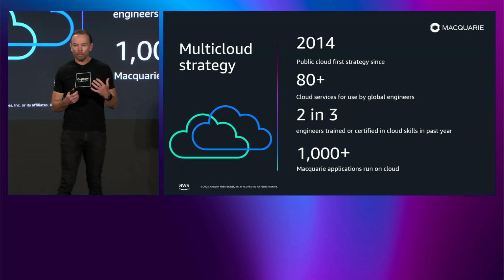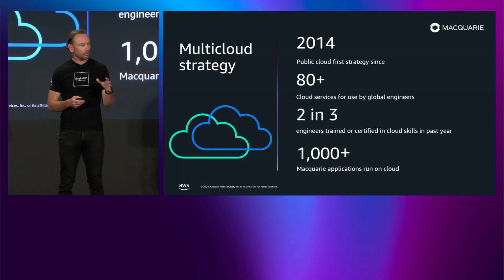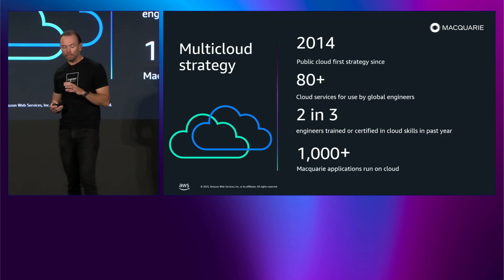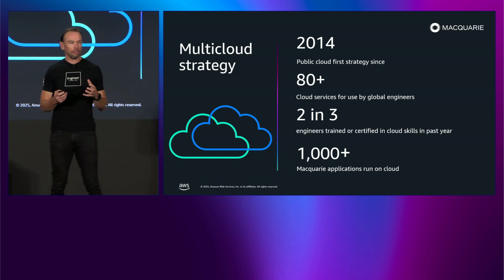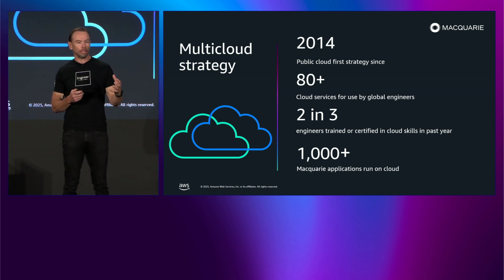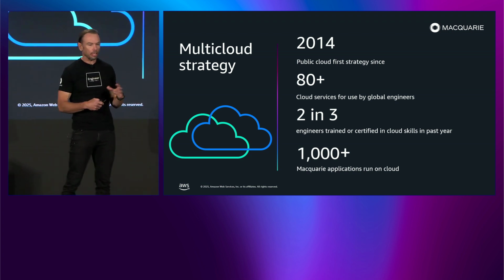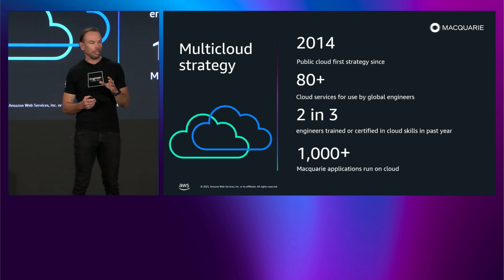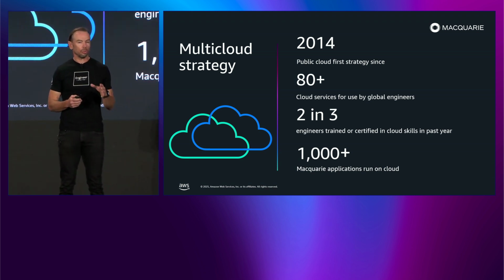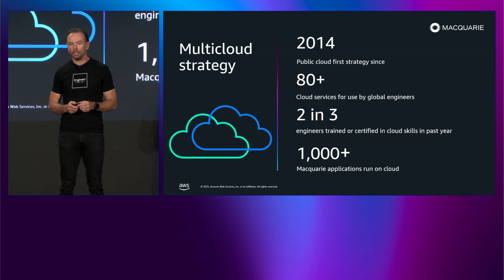More recently, our multi-cloud strategy, again, is about delivering innovation and agility to the business. So we're in both AWS and GCP. We have well over 80 services enabled for our application engineers to leverage in order to deliver value and applications to our customers and clients. In the last year, 2 out of 3 of every engineer have been either certified or trained in public cloud, and we have well over 1,000 applications hosted natively in public cloud.